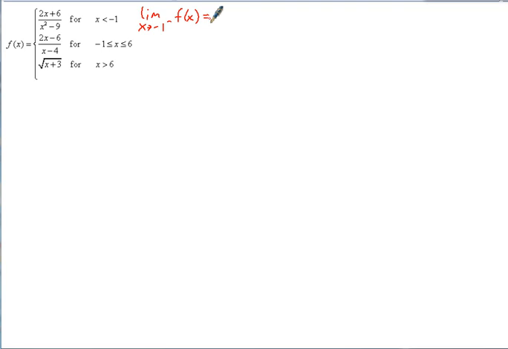So to the left of -1, you'd use the top piece. This says x is less than -1, so that'd be 2 times -1 plus 6 over -1 squared minus 9. So 2 times -1 is -2 plus 6 gives you 4 over -1 squared is 1 minus 9, -8. And 4 divided by -8 is -1/2. So the limit as x approaches -1 from the left is -1/2.